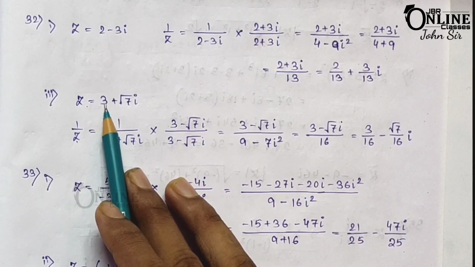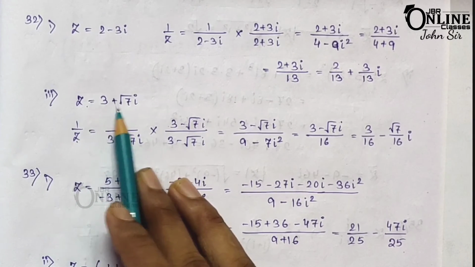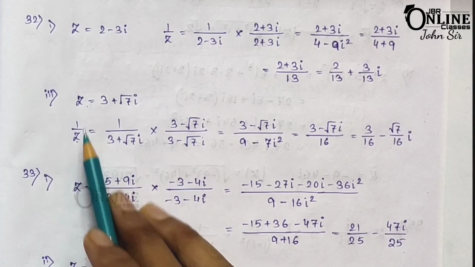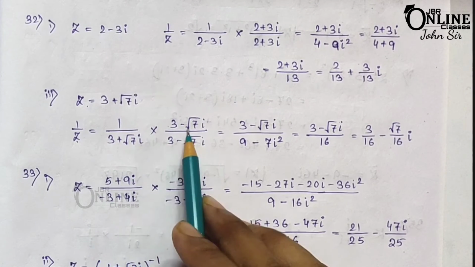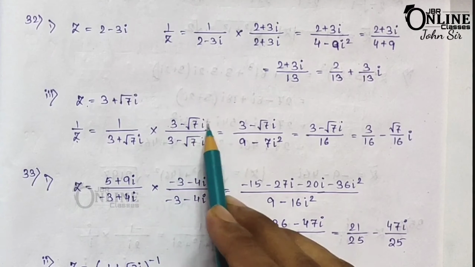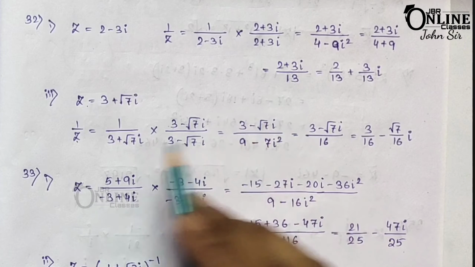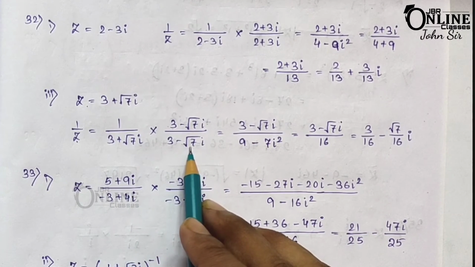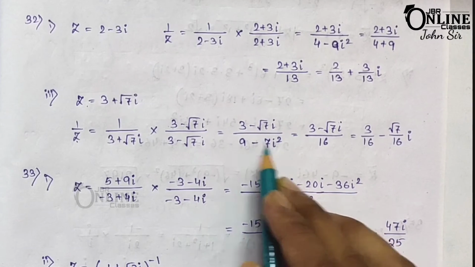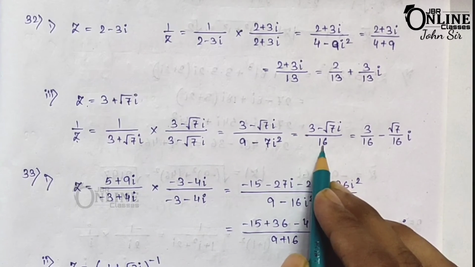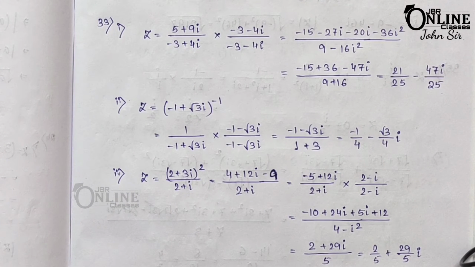Second one is very easy, you can solve it. So here the third one, z equals 3 plus root 7i. Then 1 by z equals 1 by this one. Now again you have to multiply this with the conjugate. So 3 minus root 7i by 3 minus root 7i. Upper one is 3 minus root 7i, lower one is the a square minus b square formula. So it will be 9 minus 7i square. i square means minus 1, that means 9 plus 7, so it's 16. Now separate it.